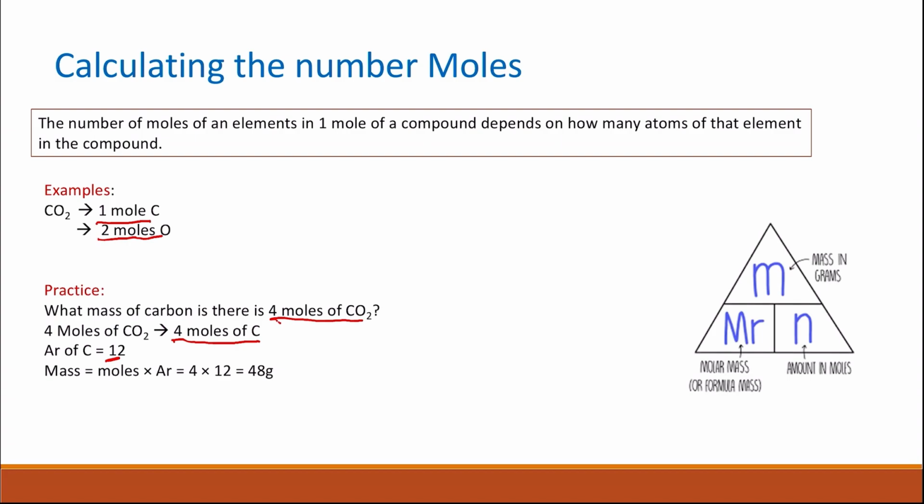So we can use the formula triangle now to calculate the mass because the mass will equal the relative atomic mass of carbon times the number of moles. And we know that the number of moles is 4 because there are 4 moles of carbon, and the relative atomic mass of carbon is 12. So 4 times 12 is 48 grams.